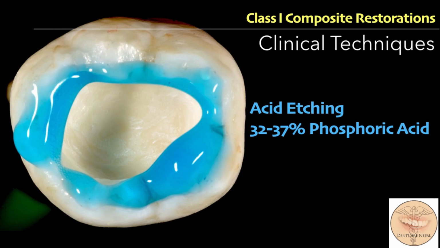So guys, total etch for the enamel and self etch for the dentine, and the time is about 20 seconds. And total etch, as you know, 37% phosphoric acid is a very common thing. It's available in the market. It's the most common thing you can find in any clinic.